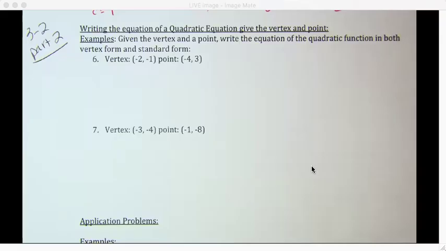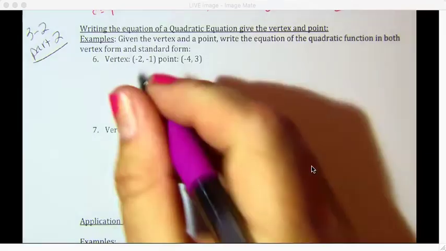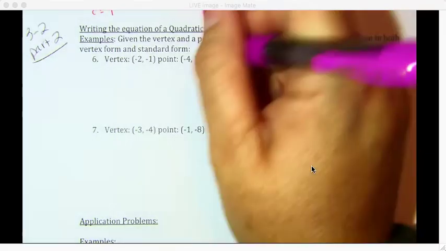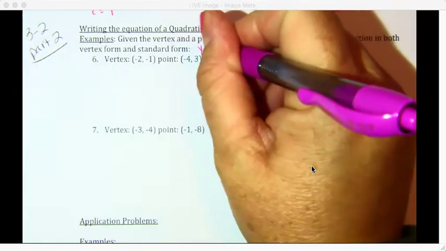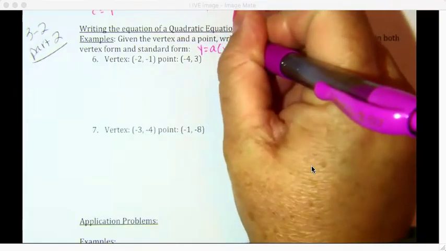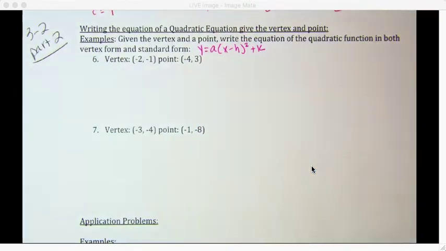All right, so this video is going to finish up section 3-2, and we are first going to look at two examples where we are given the vertex and a point on a parabola, and we need to write the equation of that parabola. What's going to be most helpful for us is if we use vertex form of the parabola. Just as a reminder, that's y equals a times x minus h squared plus k.